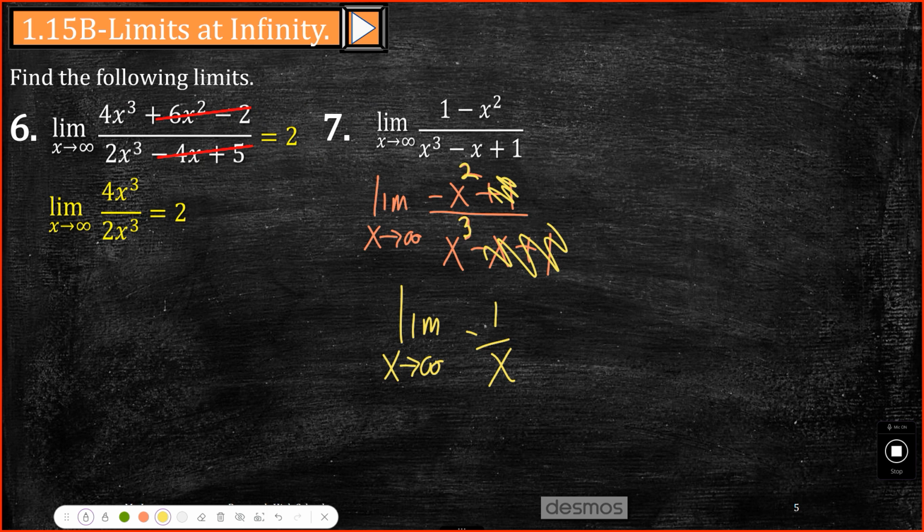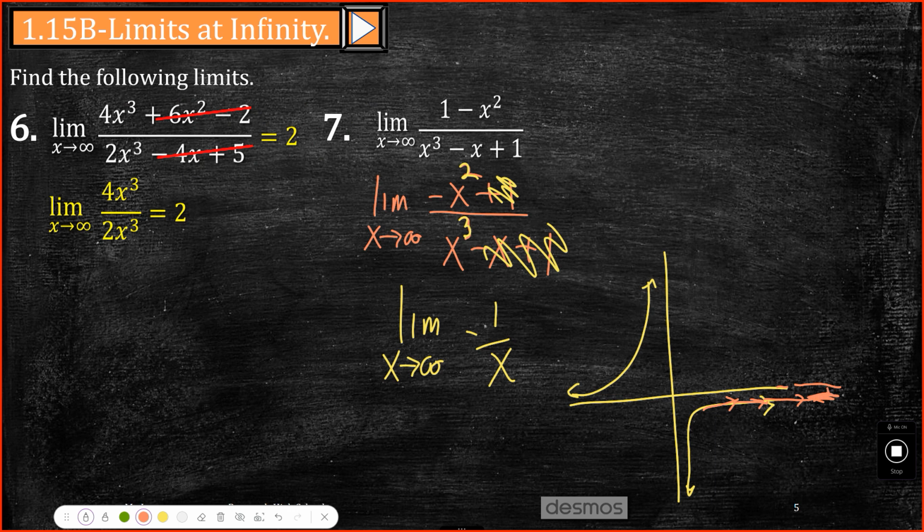So basically, if you want to think about what -1 over x looks like, it would be the rational function reflected about the x-axis. So it's going to look like this. So the limit as x approaches infinity, as we go to infinity, it will get closer and closer to 0 from the bottom. So the limit will be 0.